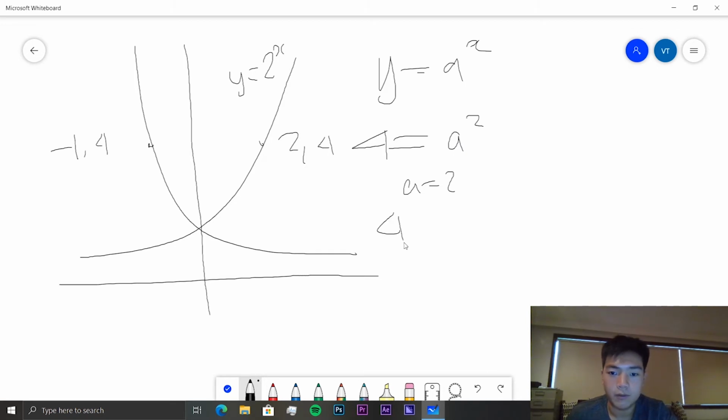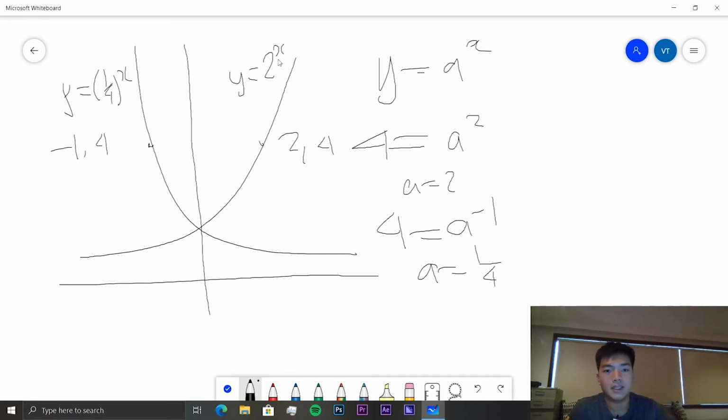For this one over here, we have 4 = a^(-1), so a must be equal to 1/4. So this function is y = (1/4)^x. So this one is exponential decay here, and this one's exponential growth.